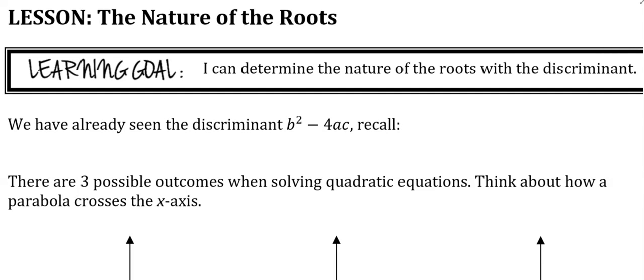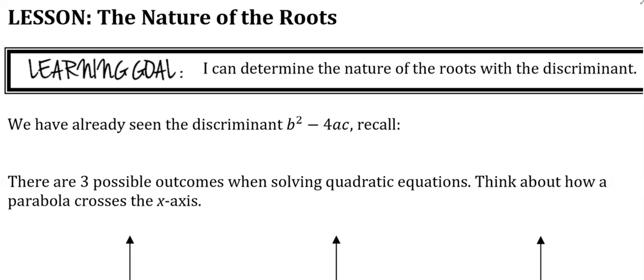So we've already talked about the discriminant. We call it the discriminant, b squared minus 4ac, and I just finished talking about why it's specifically b squared minus 4ac from the quadratic formula. And we talked about this a few days ago. Remember that there are three possible outcomes when solving a quadratic equation.